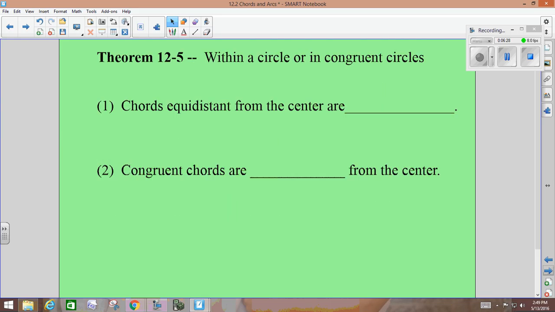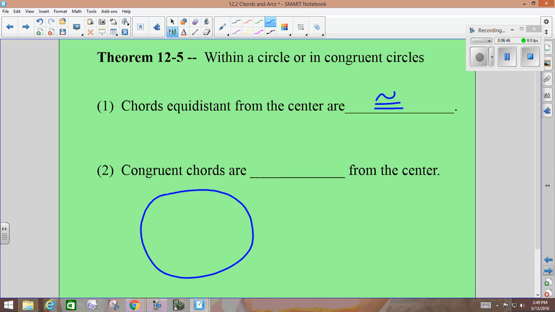Next theorem. Within one circle or among congruent circles, chords that are equidistant from the center are congruent to each other. What's equidistance mean? Exactly, equal distance, the same distance away.